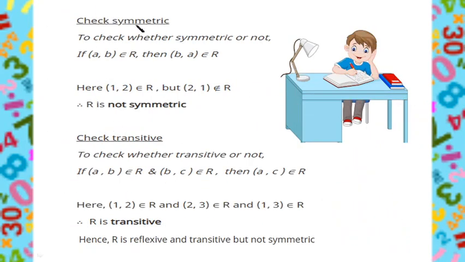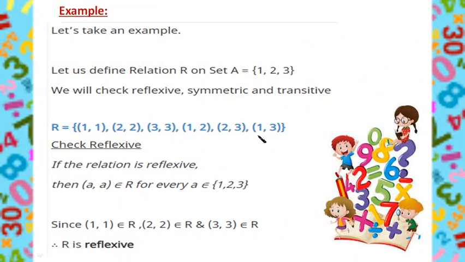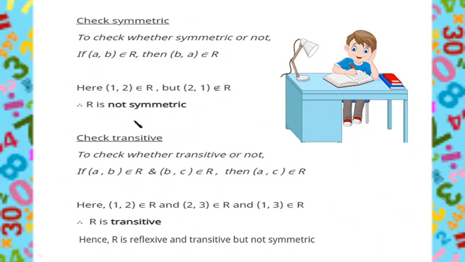Now let's check symmetric. A symmetric relation is the one where if (a, b) belongs to R, then (b, a) also belongs to R. Here (1, 2) belongs to R, but does (2, 1) belong to R? No. Let's have a look at the relation. We have (1, 2) in the relation, but do we have (2, 1) in the relation? No, we don't have. So (a, b) is there, but (b, a) is not there. So it means this is not a symmetric relation.